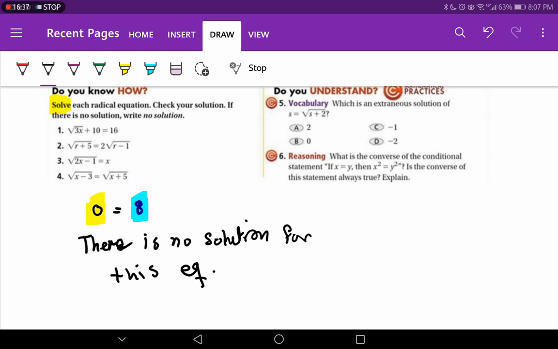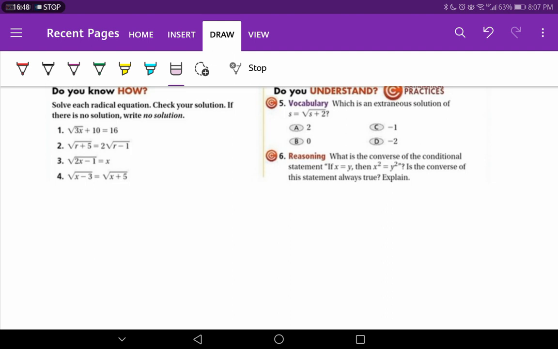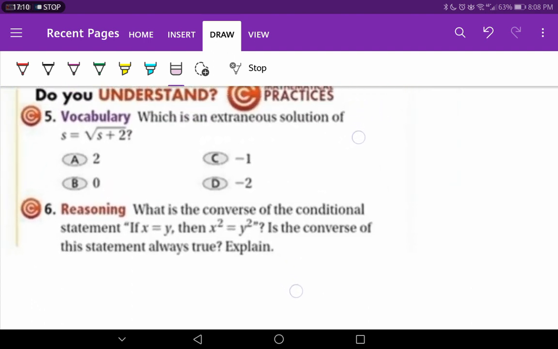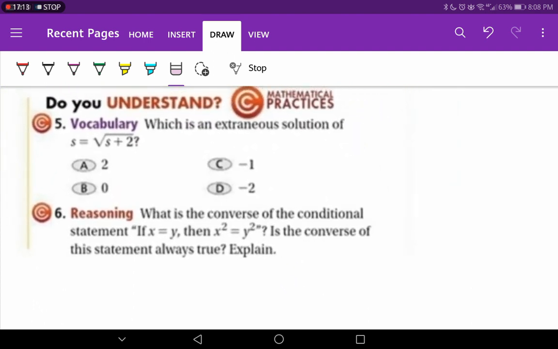Okay, but you mentioned something called extraneous. What's that extraneous, teacher? Sometimes we get two solutions for the radical equation. But one of them, if you check back in the equation, you figure out is not working. The left side does not equal the right side. So this is called an extraneous solution. For example, just to clarify for you which is extraneous solutions, you have to solve this.